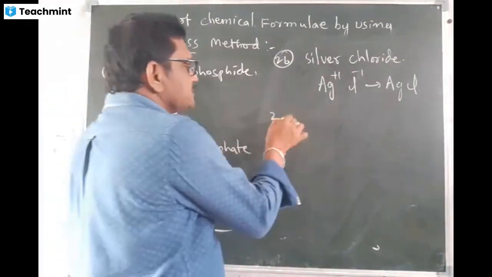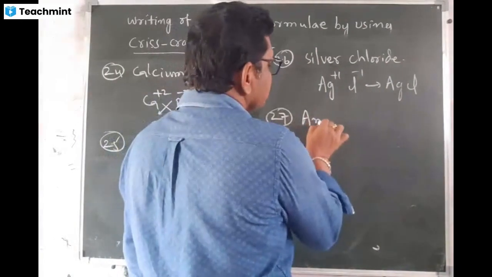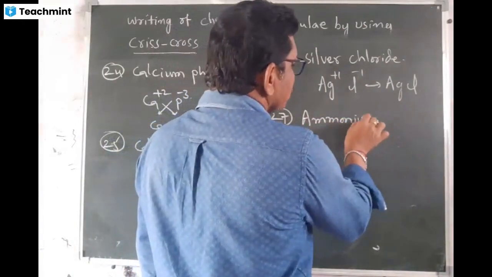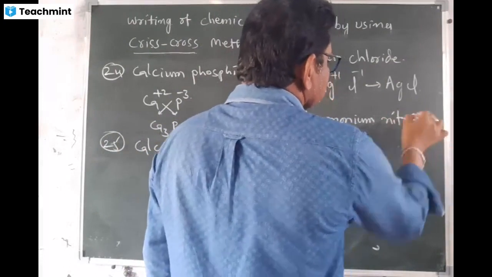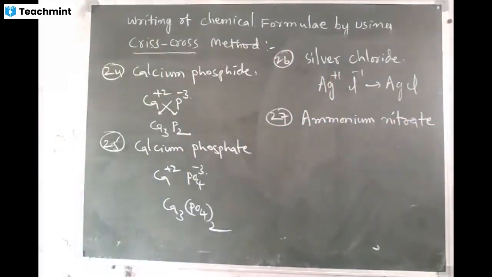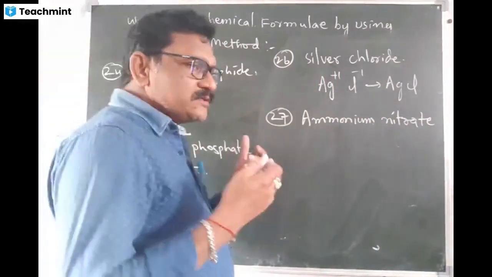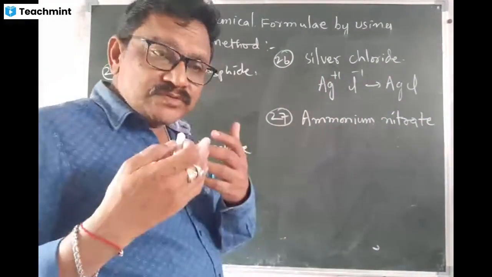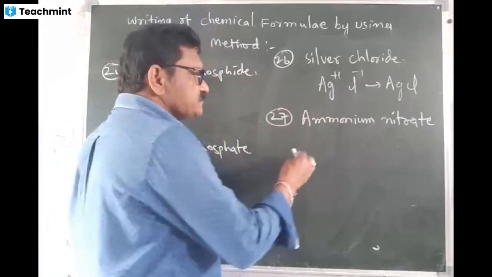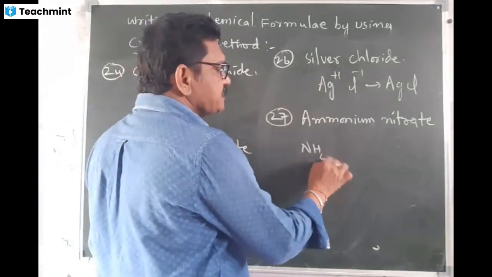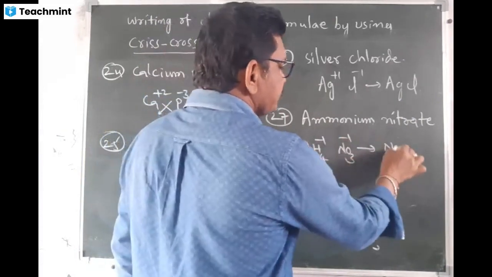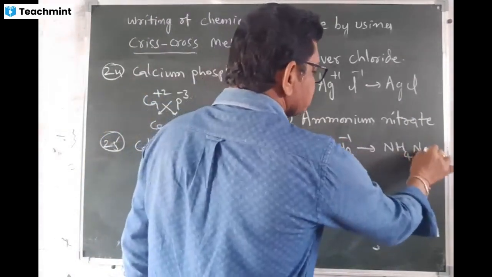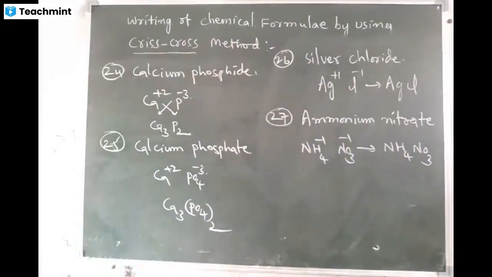Okay, then 27th. Ammonium nitrate. You have to write the formula of ammonium nitrate. How can you write ammonium nitrate? Before that, you need an idea about charges. What is the ammonium charge? NH4 plus 1. Nitrate charge NO3 minus 1. Then ammonium nitrate means NH4NO3. That is the formula of ammonium nitrate.